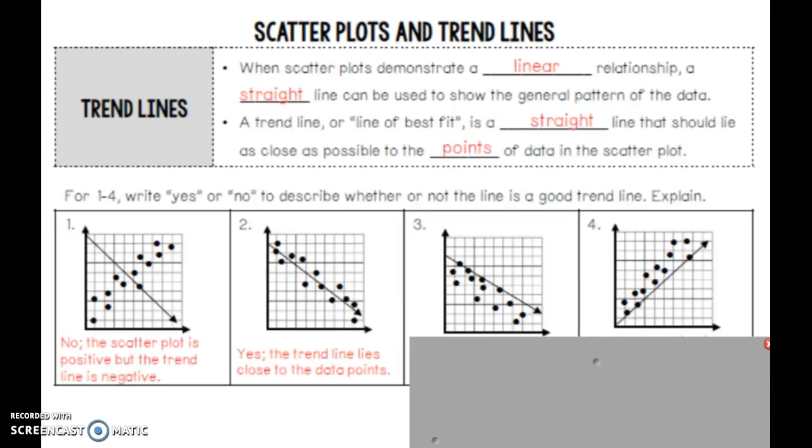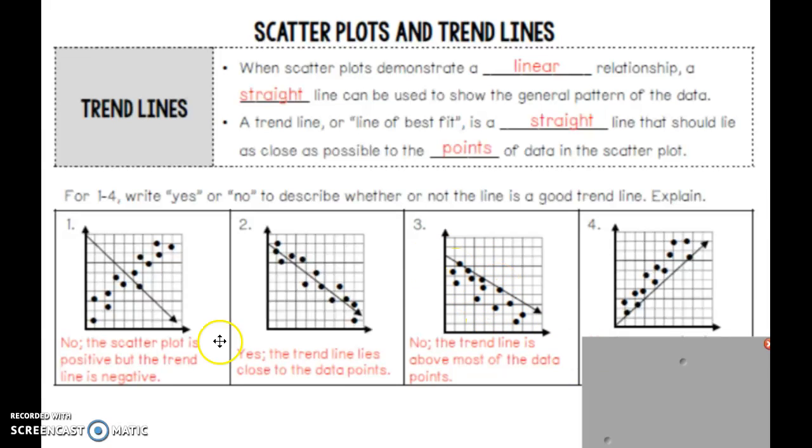The next example is close. As you can see, the trend line goes through a couple of the points, but it's way far away from these points on this side. So this is not a good example of a trend line because the line is actually above most of the points that we've been given. It would be better to tip it down and go through the center like this example.